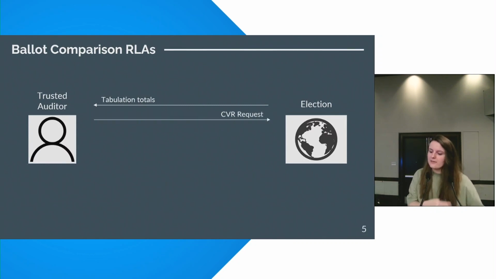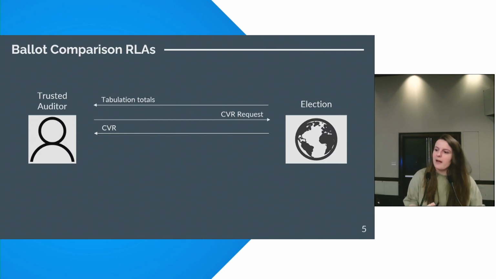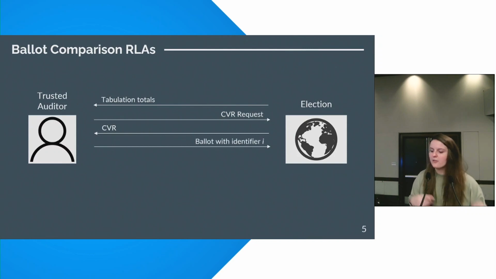Then the auditor sends a request for the CVR, so the list of all the ballots and the interpretations. The election then assigns ballot identifiers to every ballot. This is the only change the election can make to ballots, and they cannot change identifiers once they are assigned. So after those are assigned, they respond with the CVR, and then the auditor requests a specific ballot. The election responds in turn.